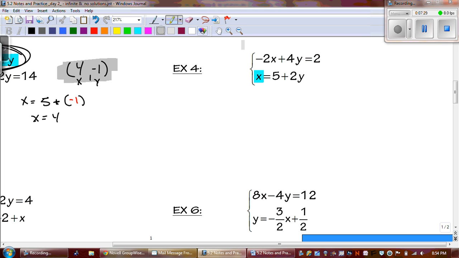Once again, we got the x all by itself. That's what we're plugging into, and there's the x in our equation. So we're starting with negative 2 plus 4y equals 2. And then we're going to plug in the 5 plus 2y.